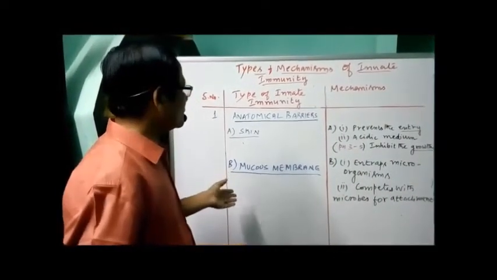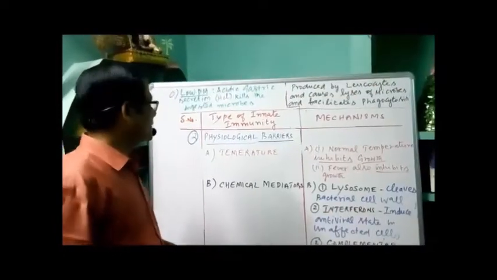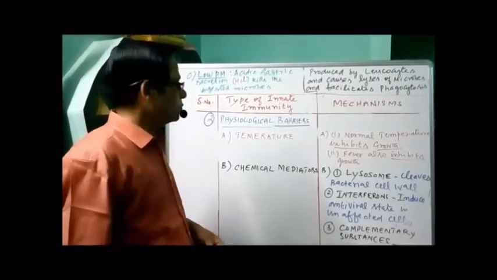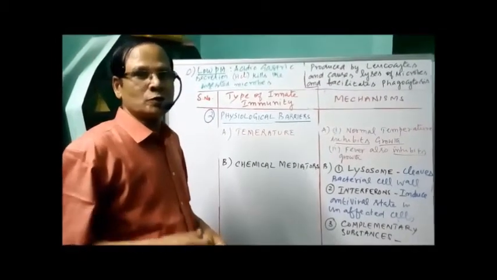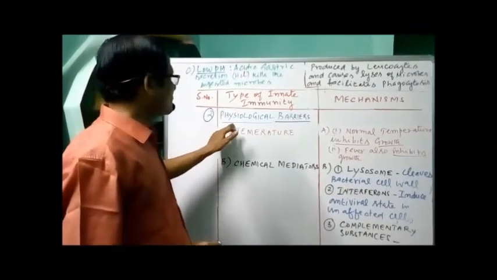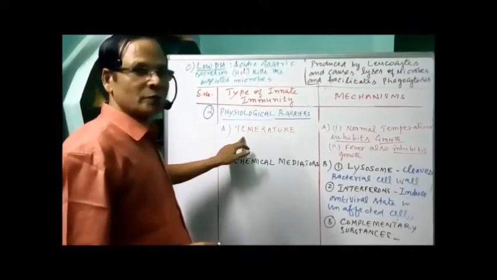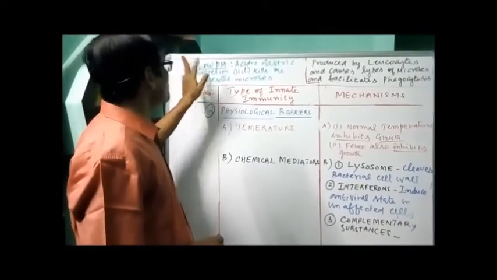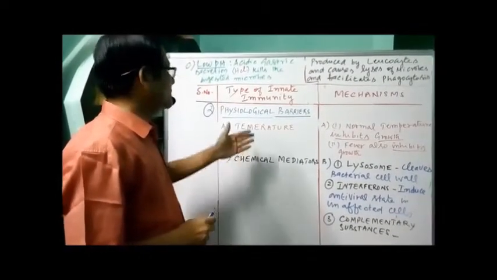Now let's go for the physiological barriers. The second type of barriers, we have physiological barriers which provide innate immunity to the body. What are they? The physiological barriers include number 1 temperature, number 2 the chemical mediators, and number 3 the low pH.